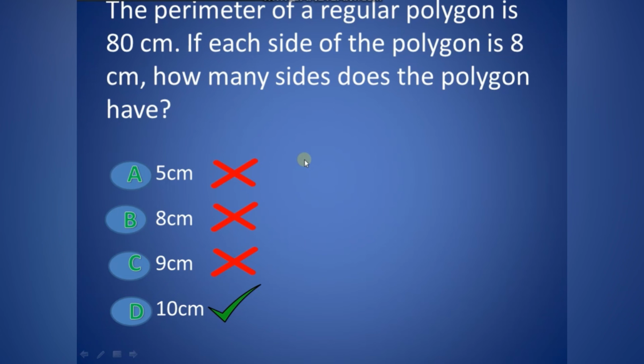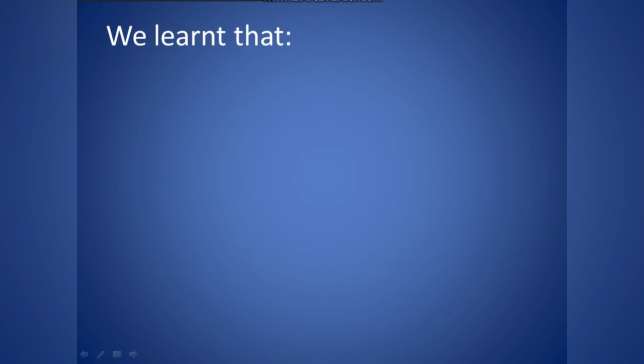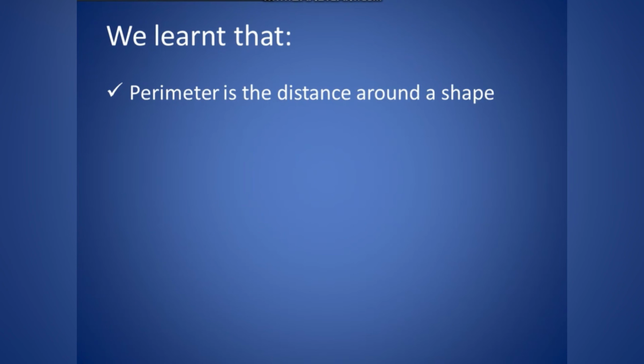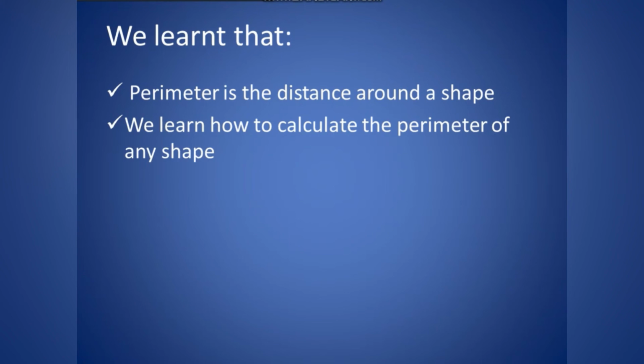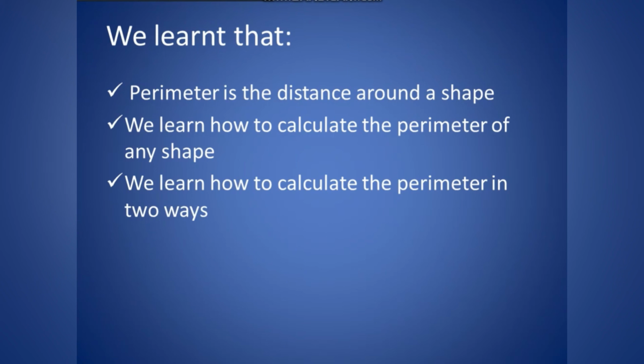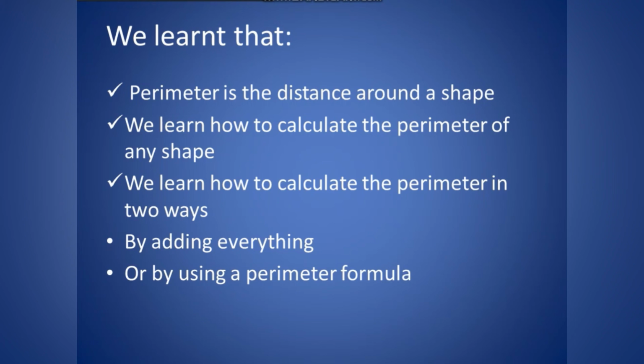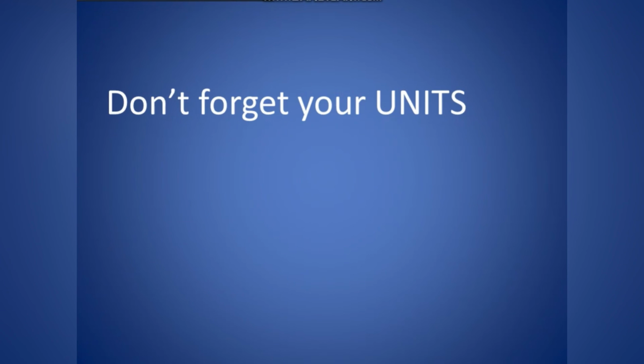So from this lesson, what have we learned? We learned that perimeter is the distance or length around a shape. We also learned how to calculate the perimeter of any shape, regular or irregular polygons. We learned how to calculate the perimeter in two ways. We can add everything together, all the lengths together, or we can use the perimeter equation or formula. And remember, don't forget your unit.